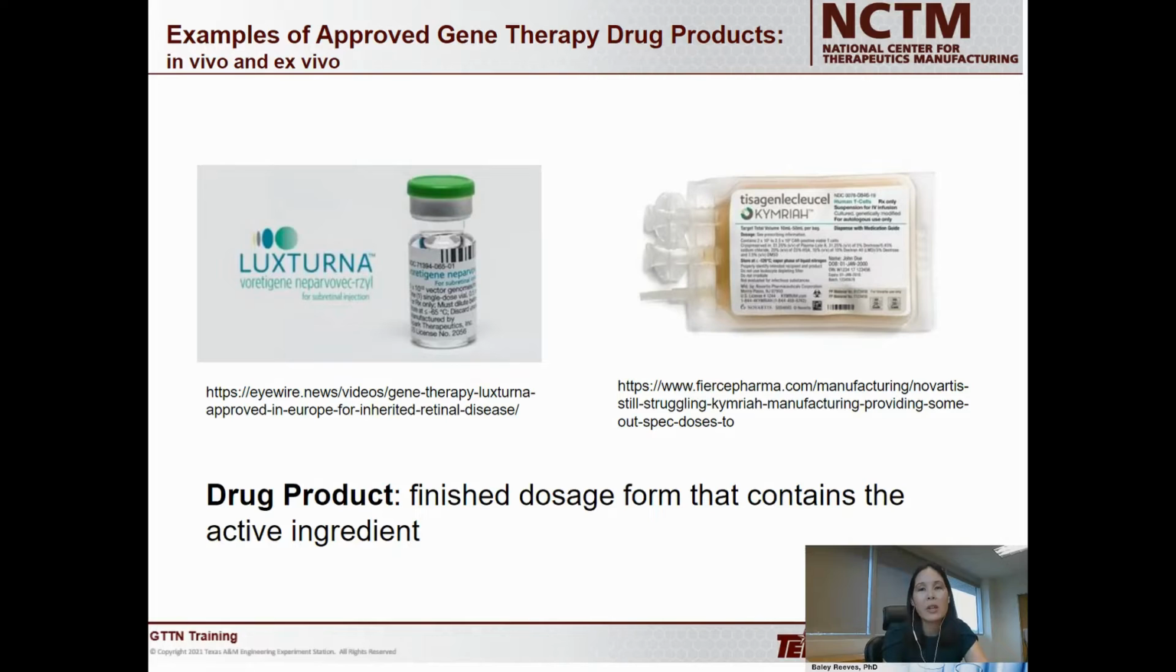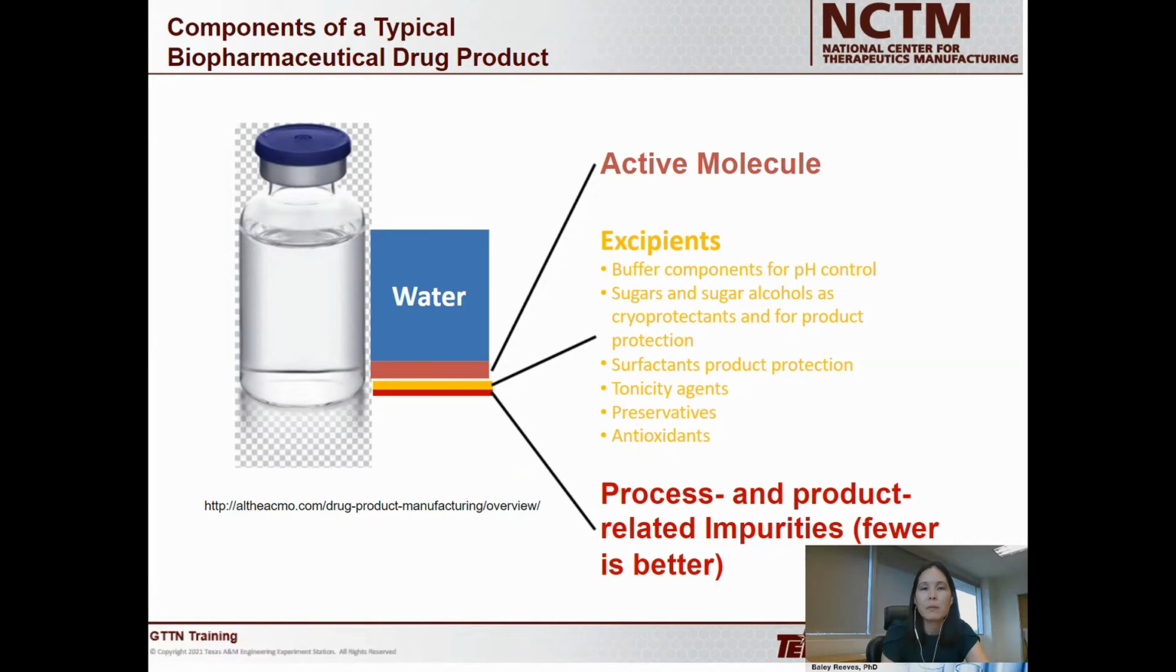Your ex vivo therapies look a little bit different. These are the ones where you're actually taking cells from a patient, you're genetically modifying them in the lab, and then you're reintroducing them. So this pouch here on the right, which is a picture of Chimera, is actually filled with modified patient cells, which will then be transfused back into a patient during administration.